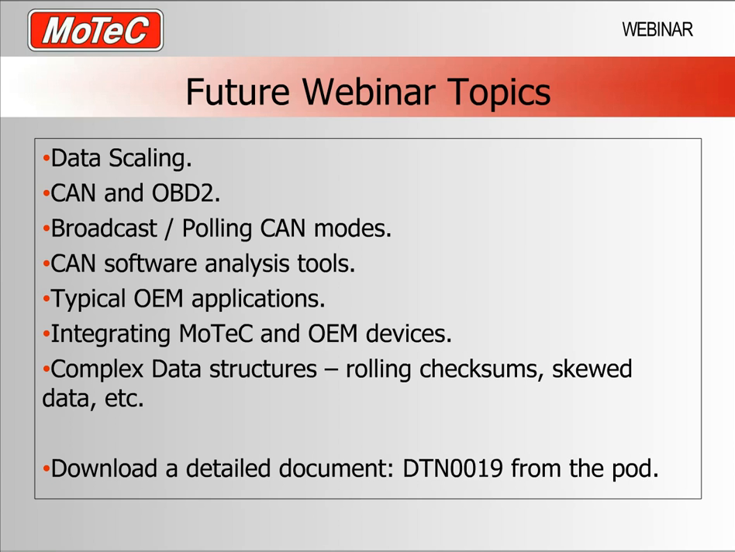We're also going to look at integrating MoTec and OEM devices. I have shown you one or two examples of that, for example, with a snowmobile, but this is a fairly complex thing as well. Finally, there are some very complicated data structures that we haven't covered here, and many of the, for example, BMW CAN systems use extremely complicated error checking, which is required to allow the system to work properly, and we do a lot of development work on those types of systems.